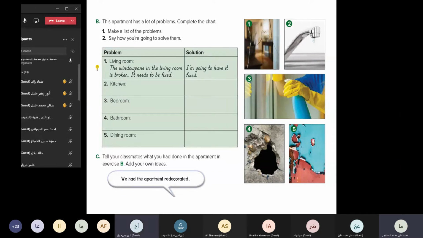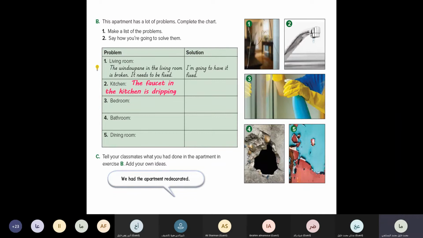Now, what about the problem in the kitchen? Yes, Anwar. The faucet in the kitchen is dripping. Good. Maybe I'm going to have it fixed. In other words, I will bring someone to do it. Yes, the faucet in the kitchen is dripping. I will have it changed, etc. I'm going to have it fixed. I'm going to have it repaired.